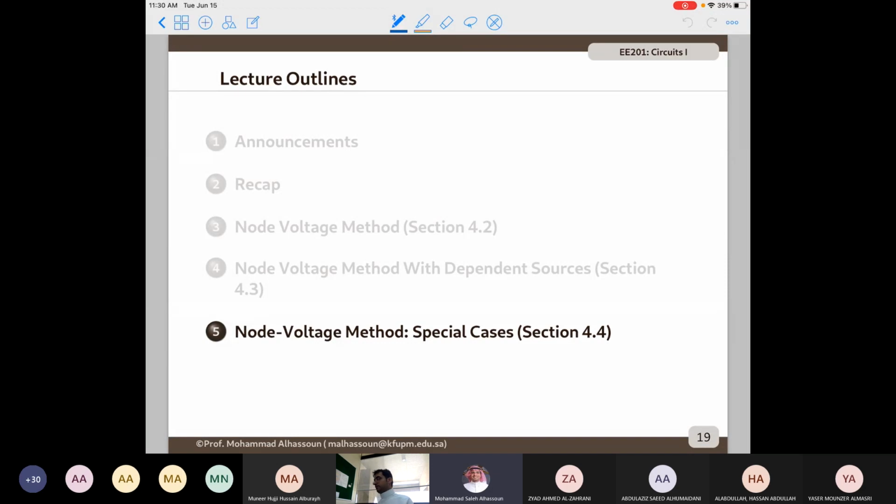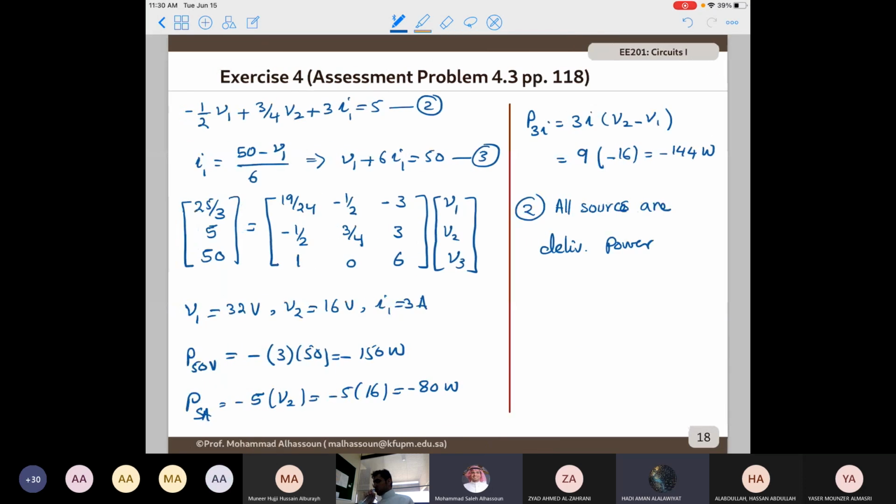Doctor, there is a typo error in the matrix. There is no V3. Excellent, it's I1. Thank you.